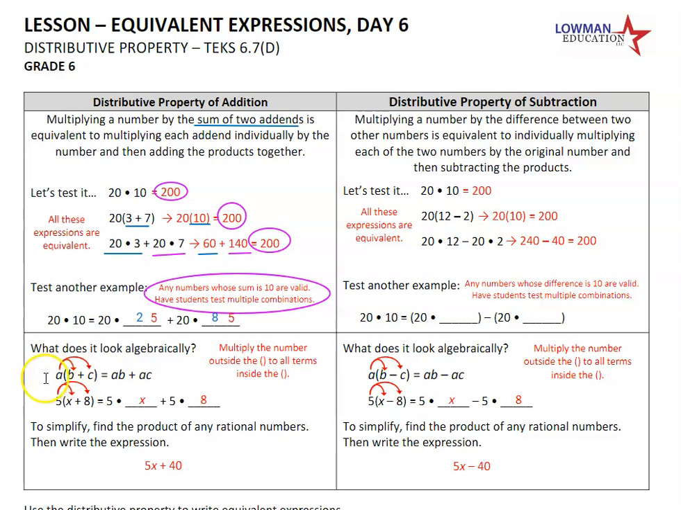So, now let's look at this algebraically. If you have A, open parentheses, B plus C, close parentheses, that is going to be the same as A times B plus A times C. And let's practice that with the numbers.